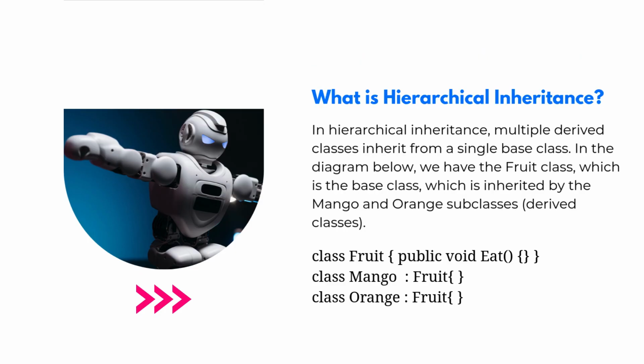What is hierarchical inheritance? In hierarchical inheritance, multiple derived classes inherit from a single base class. In the diagram below, we have the Fruit class, which is the base class, which is inherited by the Mango and Orange subclasses (derived classes).